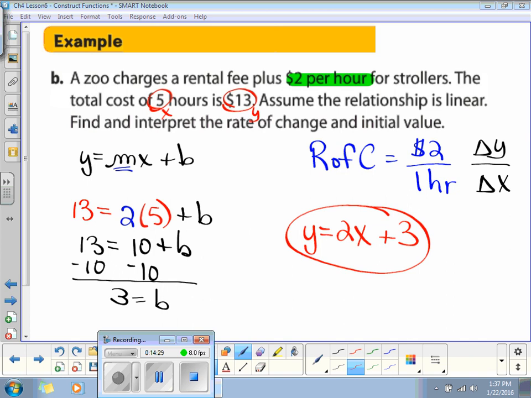It says interpret the rate of change. The rate of change is how much it costs per hour, right? The rate of change is cost per hour. And interpret the initial value. This initial value, $3, is what? The rental fee, right? And $3 is the rental fee. That's the thing that we're adding to the rate of change. You see that?